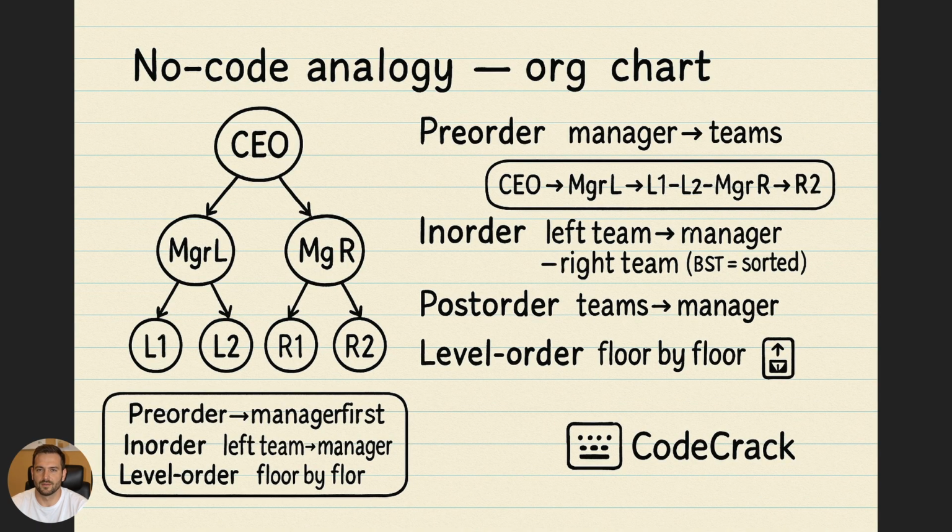No code analogy to lock it in. Think of a company's org chart. CEO at the top. Each manager can have up to 2 direct reports. Preorder is meeting the manager before the teams. Inorder is left team, manager, right team, in a BST that magically lists people in sorted order. Postorder is finishing both teams before reporting to the manager. Level order is visiting the company floor by floor.